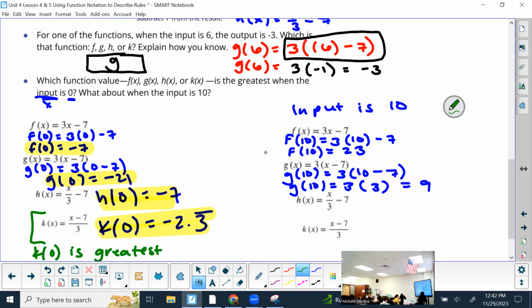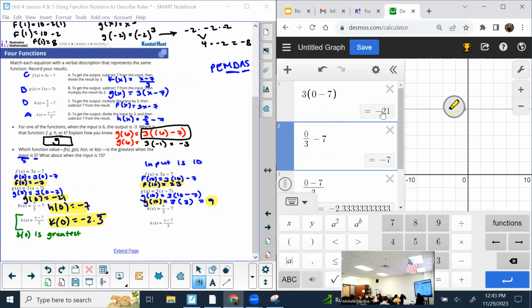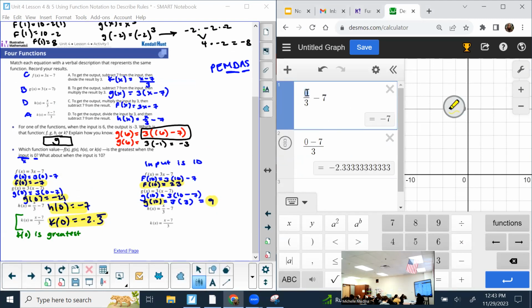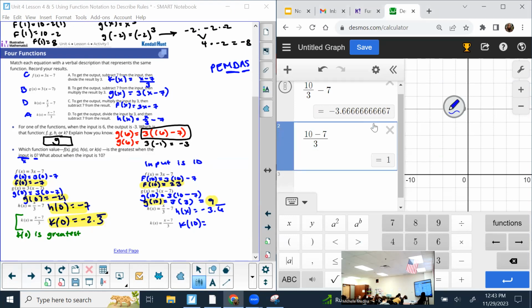All right, so then now we just have a few more to test for when the input's 10. We already found these 2 by hand. Now we just got to do the other ones. And since I already have it in my calculator, I just have to now change the input. So instead of 0, the input's now 10. In h of x, that is -3.6 repeating. And in k of x, or not k of x, I should say k of 10, it's 1.